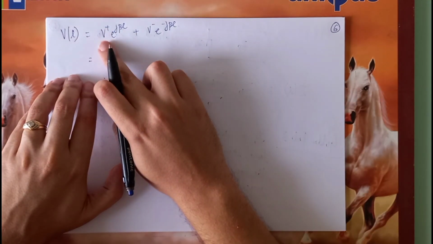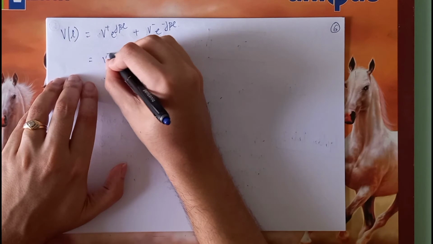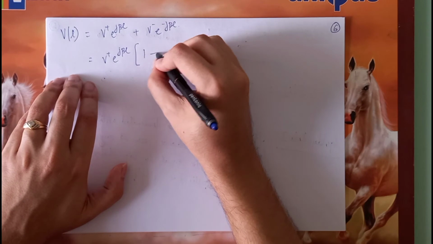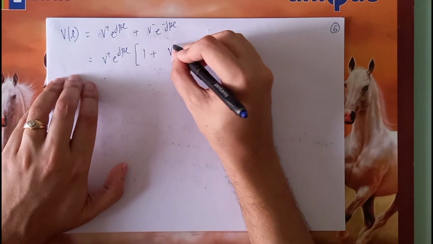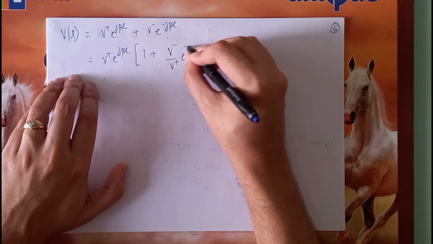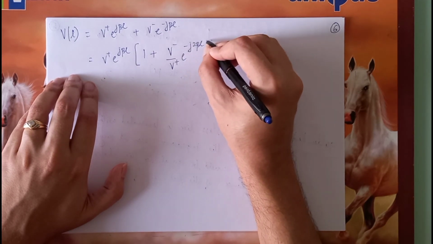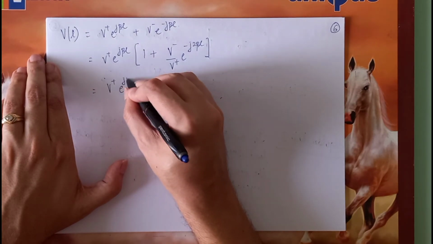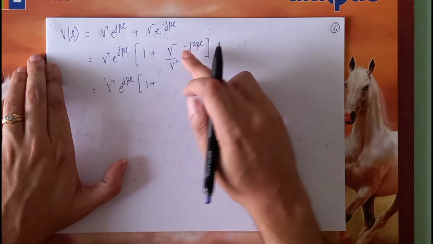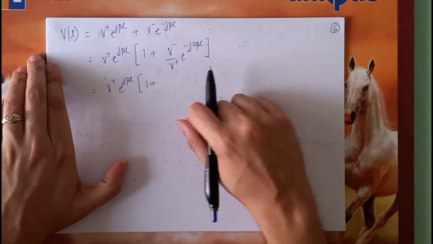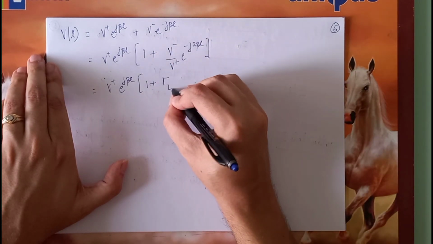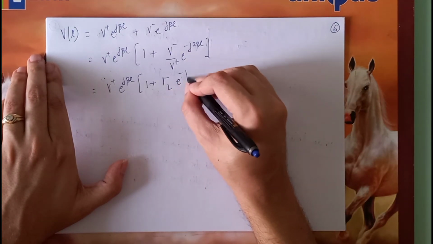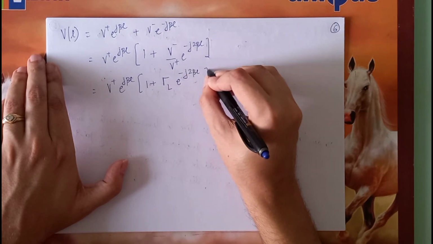So therefore, let us look at this expression. What we will do is simply take the first term common and open up this bracket. This will be 1 plus V minus by V plus times e raised to minus j 2 beta L. So we can write this again as this plus, now this ratio of V minus by V plus is nothing but the load reflection coefficient gamma L times e raised to minus j 2 beta L.